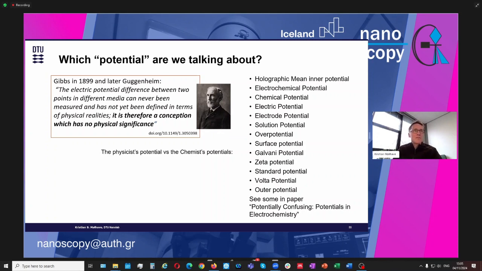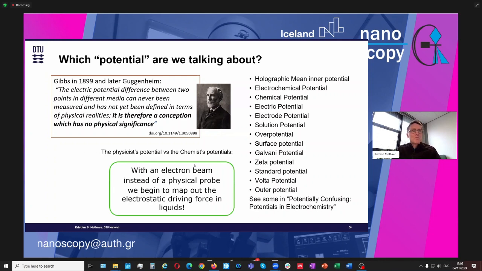So I completely understand Gibbs' worry, but our point being here that with an electron beam, we can avoid the double layer from our probe. So if we avoid the physical probes and use the electron beam, if the electron beam does not perturb our system, we can now begin to map out electrostatic driving forces in liquids. So we think we're on our way to that. We can also do it in other systems.